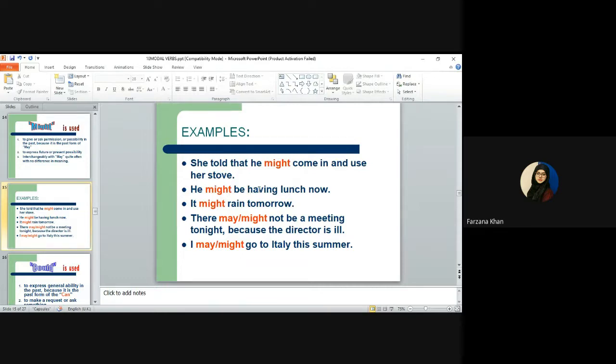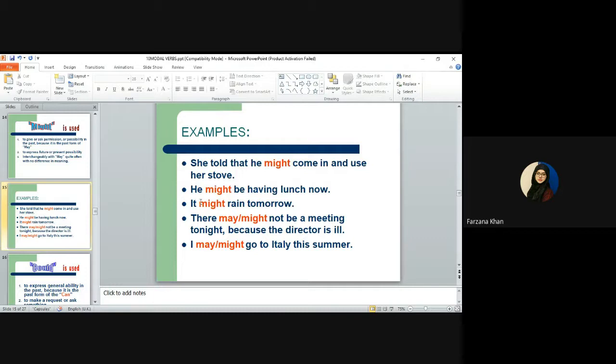He might be having lunch now. Now is telling you that this is basically the present tense, and in present tense, the might has been basically telling the possibility of having lunch. Similarly, might is also used to express future possibility.